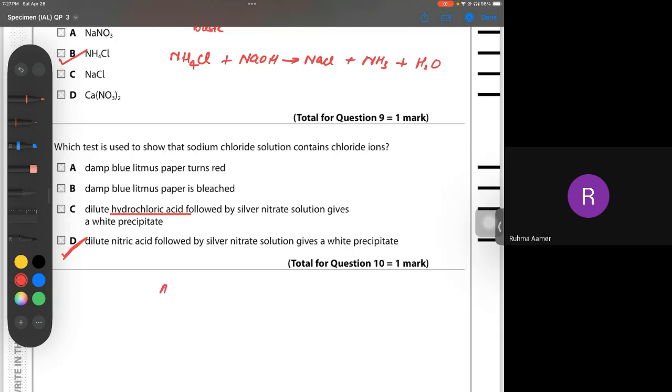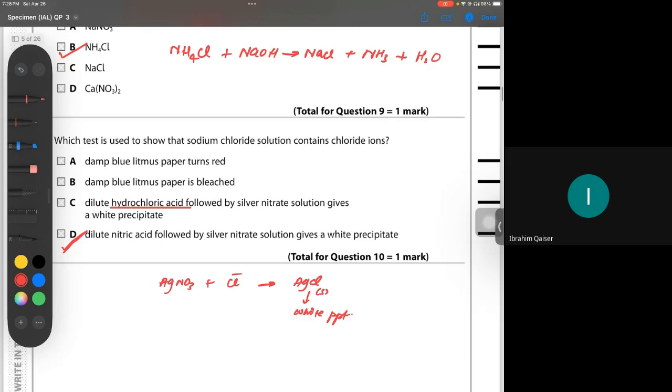We add silver nitrate into a sample which contains chloride. It gives silver chloride, which is a solid, the white precipitate. If you see the white precipitate after adding silver nitrate, it shows that chloride ions were present, because silver chloride was formed. It's the chemical test for the presence of chloride ions. That's why option D is correct. If we see cream or yellow, we say bromide or iodide.